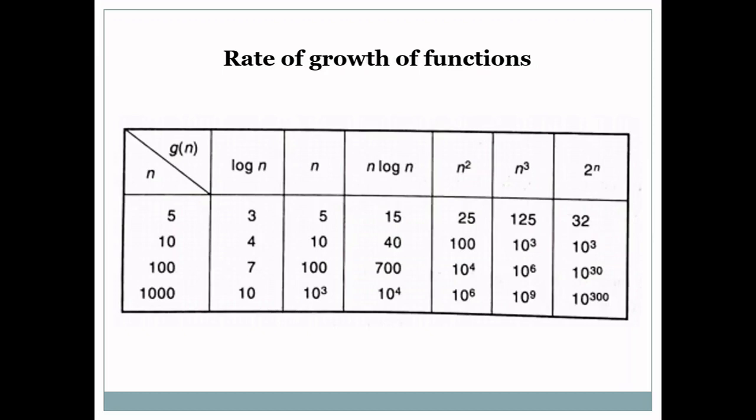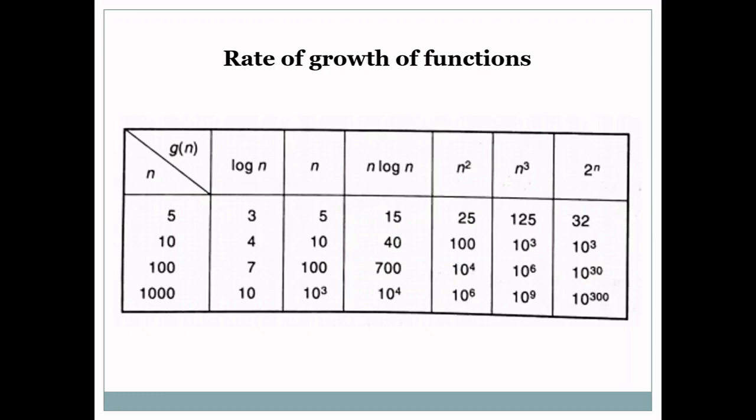Another example is if we have n equal to 10. That means we have 10 inputs. Then the value of log n will be 4. N will be 10. N log n will be 10 into 4, that is 40. N square will be 10 square, that is equal to 100. N cube will be 1000. And 2 raised to n will be 2 to the power 10, etc.